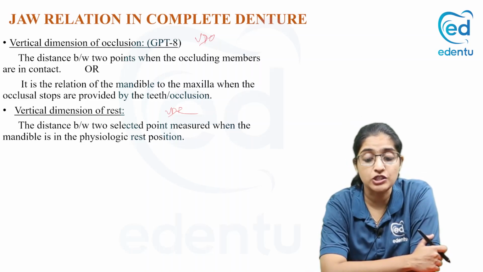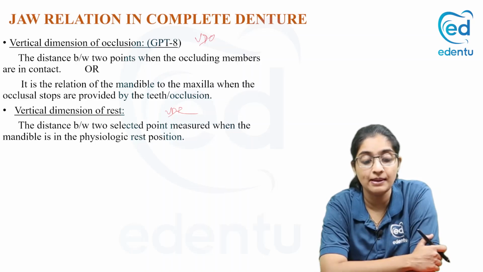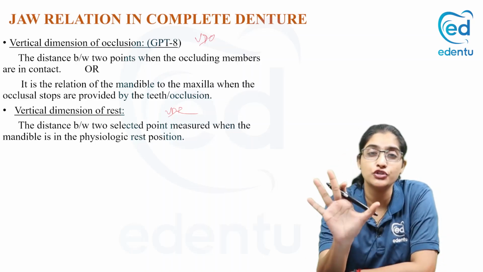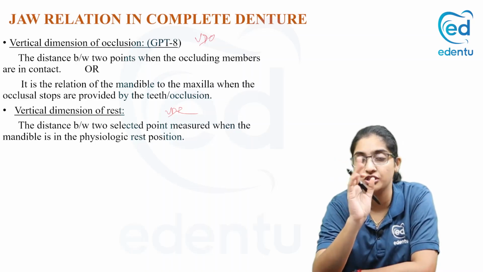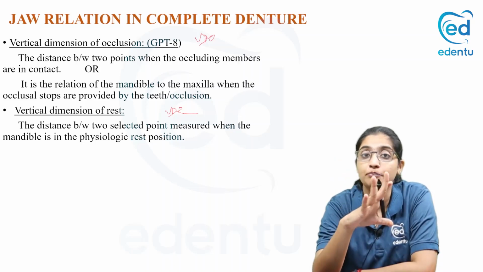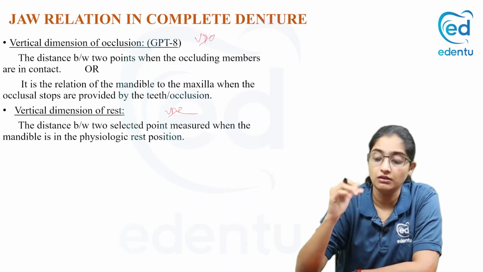What is vertical dimension at rest? The distance between two selected points measured when the mandible is in a physiological rest position. Okay, it is in a physiological rest position. It is not in occlusion. At that position, what is the height between the maxilla and the mandible?